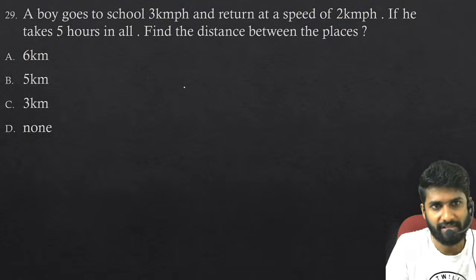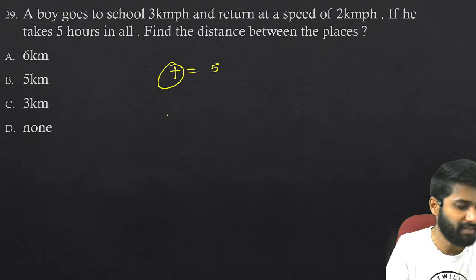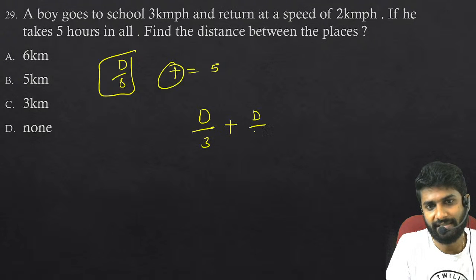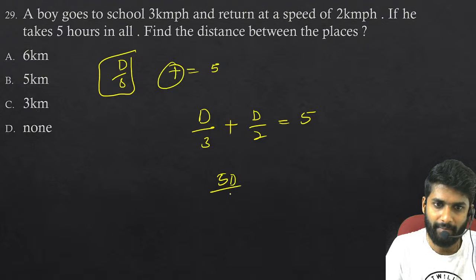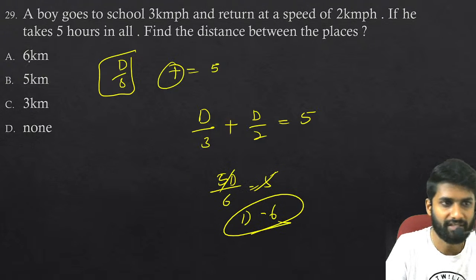So what is the procedure? Time is equal to 5 hours: forward journey plus return journey. Time formula, distance by speed. First distance, he covered at 3 km per hour. Return journey 2 km per hour. It takes 5 hours. Now see, 5d by 6 is equal to 5. 5 cancels, and that d value becomes exactly equal to 6 kilometers.